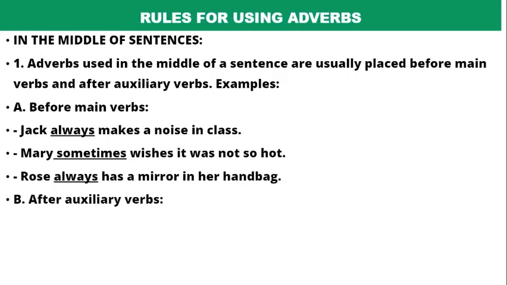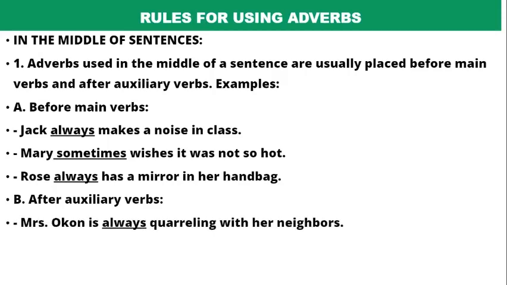Now, another rule governing the placement of adverbs in the middle of sentences is that certain adverbs come after the auxiliary verbs. For example, Mrs. Okon is always quarreling with her neighbors. You see, the auxiliary verb here is is, and then the adverb always comes after the auxiliary verb is, and right before the main verb quarreling.